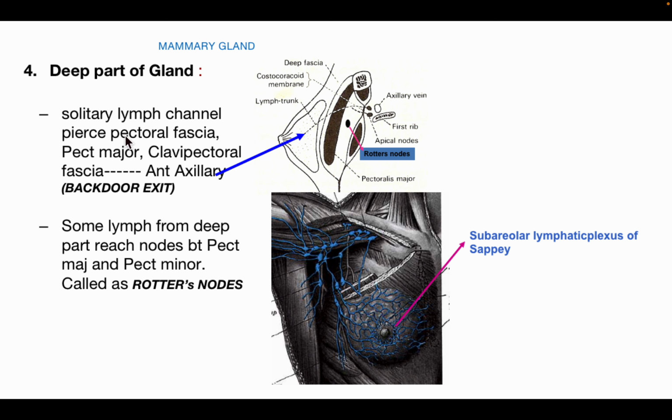There is a deep part of the gland also. There is a solitary lymph channel which pierces the clavipectoral fascia to the pectoralis major muscle, and to the anterior axillary lymph nodes; that is the backdoor exit, right? And some lymph from the deep part reaches the nodes that we have between the pectoralis major and pectoralis minor, called Rotter's nodes. So this is pectoralis major, this is pectoralis minor. It also goes and drains into Rotter's nodes.